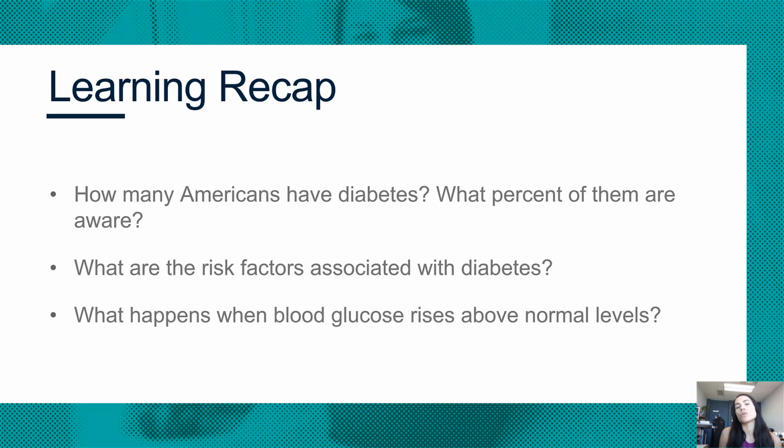So let's pause here and do a quick learning recap. How many Americans have diabetes, and what percentage of them are aware of it? I'd also like you to know what percentage of them are aware of having prediabetes. What are the risk factors associated with diabetes? And lastly, what happens when blood glucose levels rise above normal levels? What are the two things that can happen? Okay, we'll pause here and I'll see you for the next lecture.